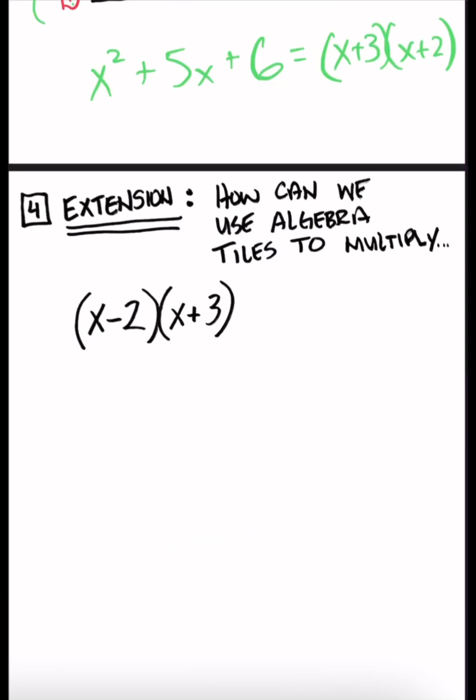Here's a little food for thought. So how do you think we can use algebra tiles to multiply x minus 2 times x plus 3? The difference in this problem is that instead of before, like our last example where we had x plus 3 times x plus 2, we now have this negative right here. How do you think this would change the way we use algebra tiles to find the answer?